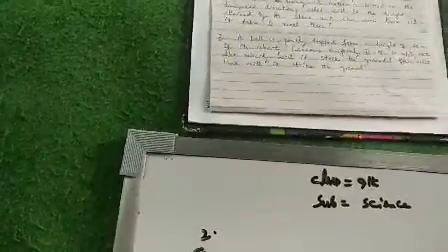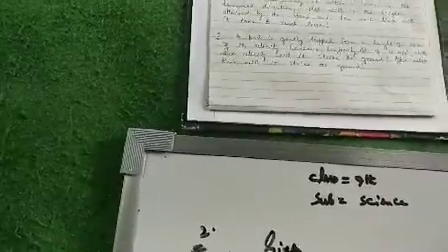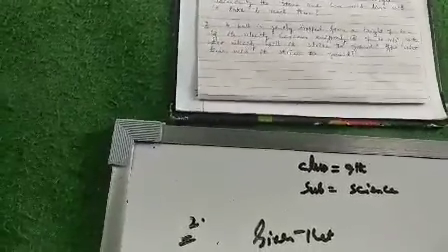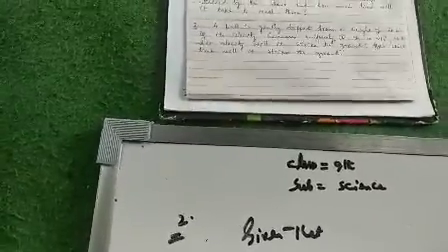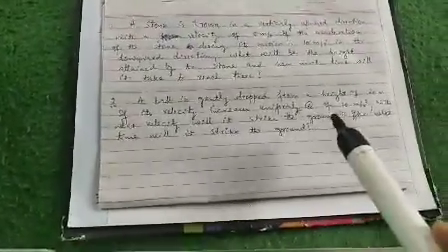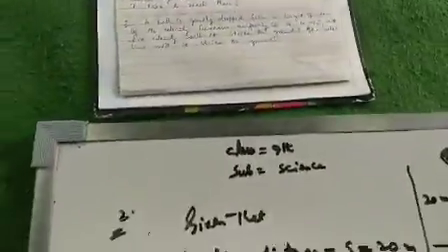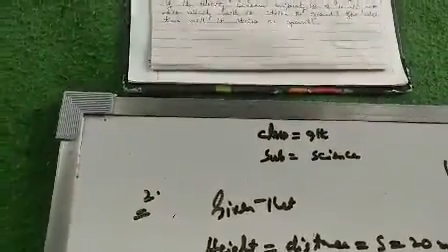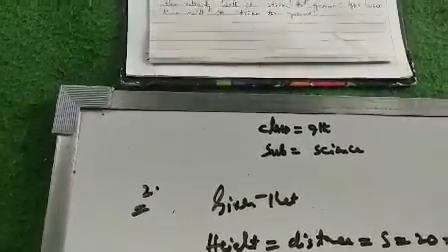क्वेश्चन नंबर 2 हेयर. क्या क्या हमें गिवन है? गिवन दैट height, the height from which the ball is dropped, that is equal to distance traveled by the ball, that is equal to s, that is equal to 20 meter. It is given here 20 meter. Again acceleration is given here. It is written, if its velocity increases uniformly at the rate of 10 meter per second square, acceleration is given. a is equal to 10 meter per second square.